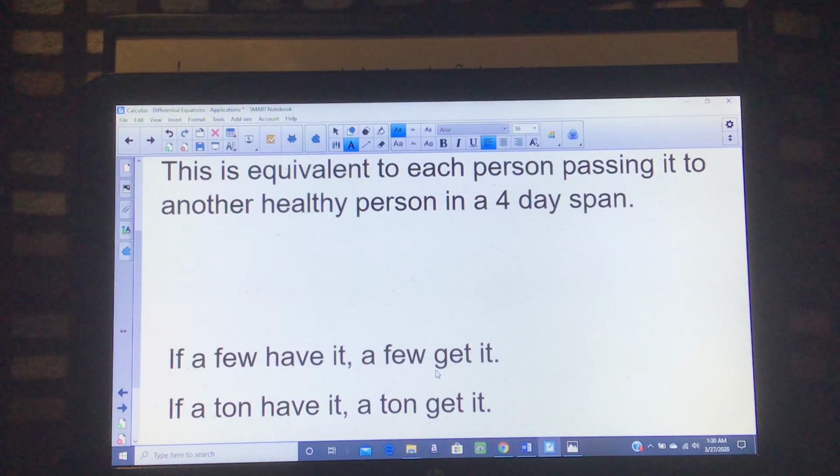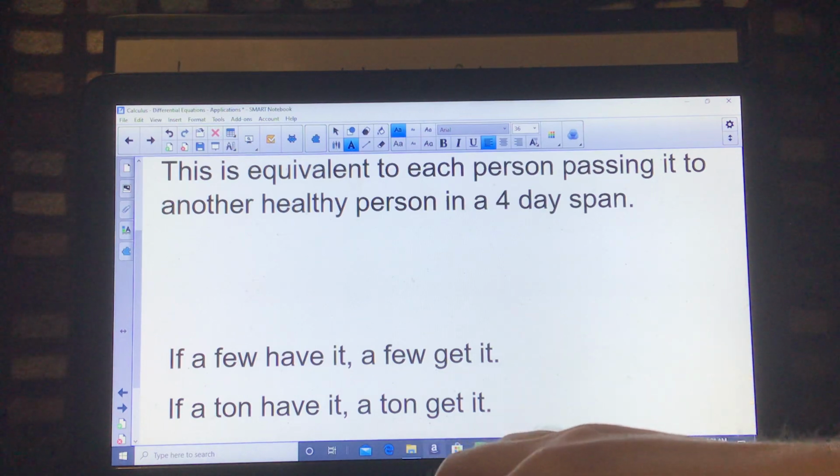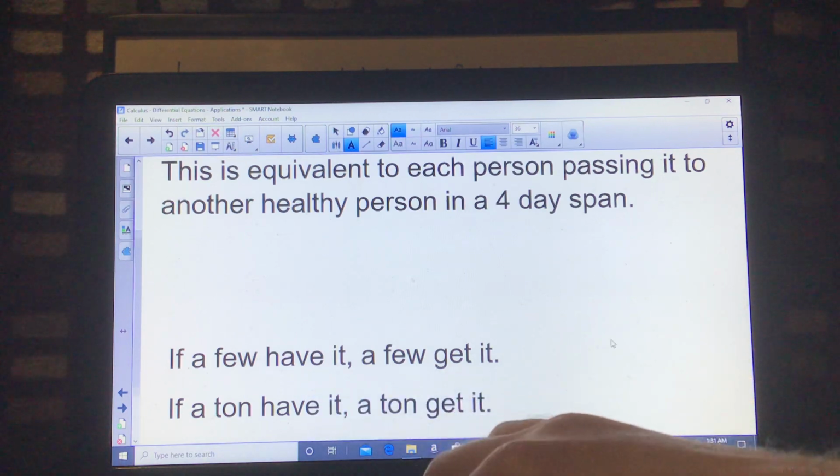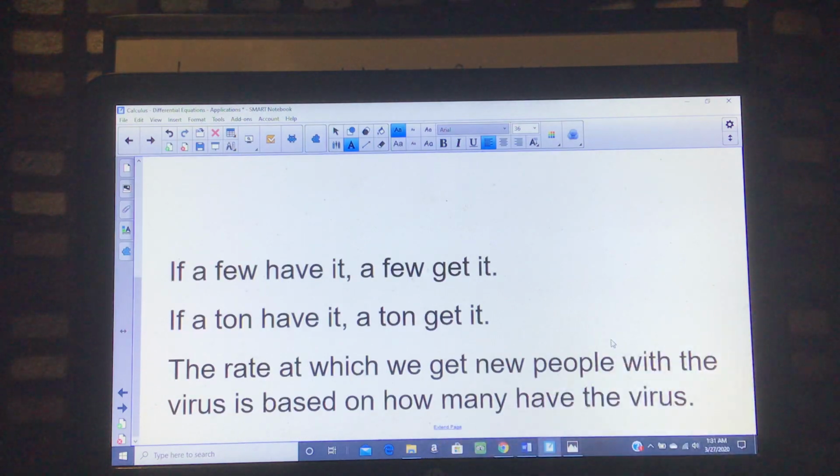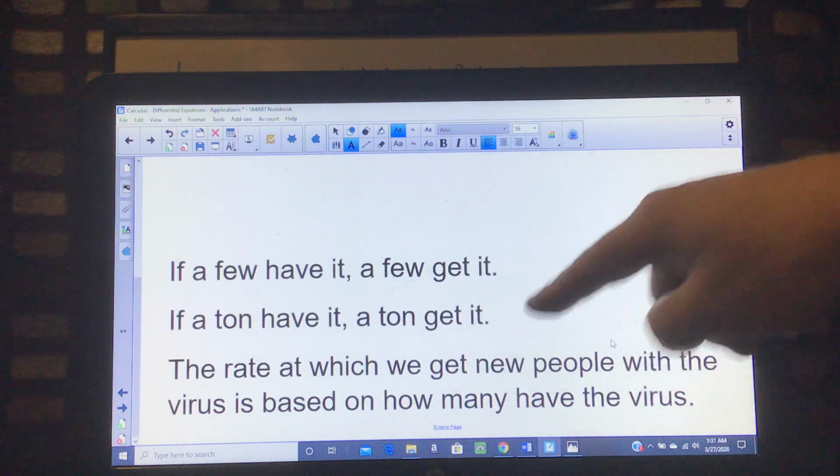The number of people who have it is basically based on the number of people who had it before them. So however many people have it at a given time tells you how many people are going to get it, how much it's going to grow. And we can go down here. So to put it in terms of calculus, the rate at which we get new people with the virus is based on how many people have the virus. That's what this logic says.